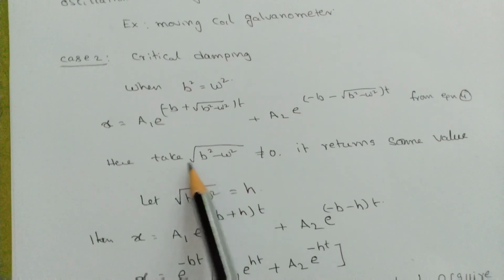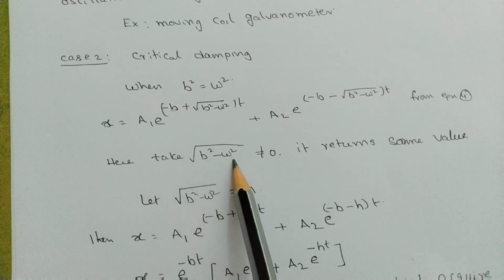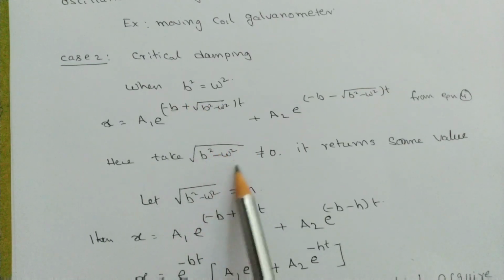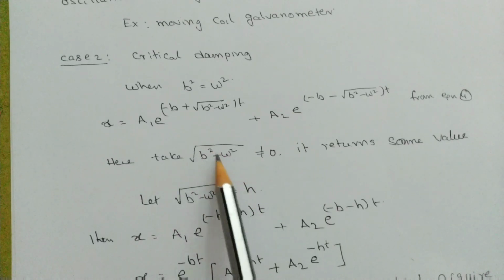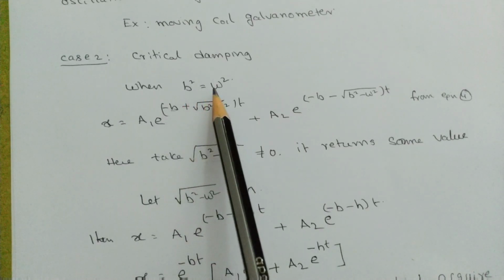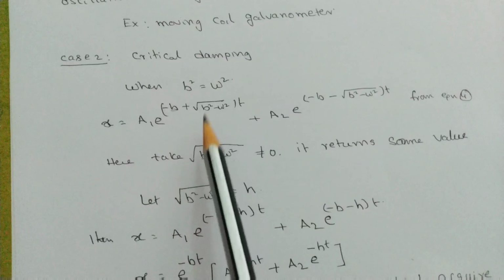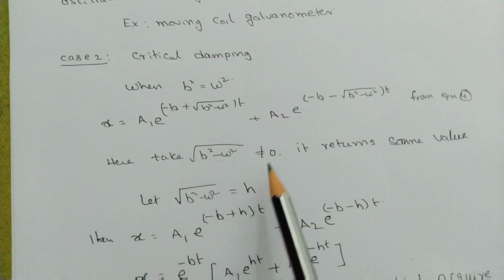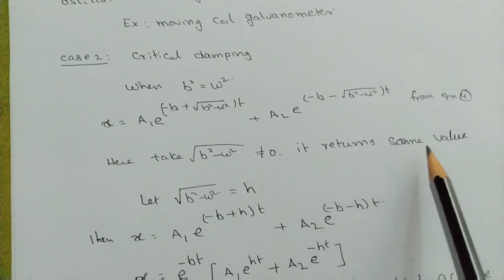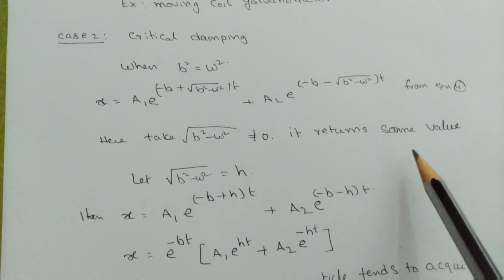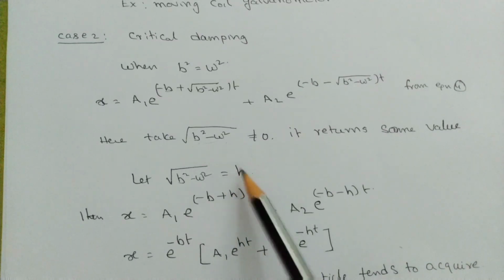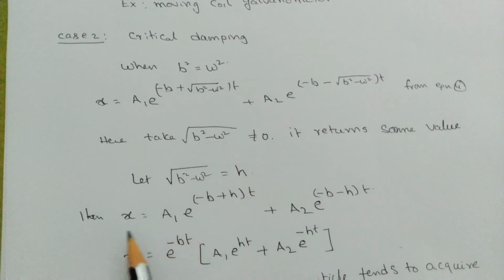Now I have taken this power value, b² - ω². Here b² is equal to ω², so this becomes 0. If b is equal to ω, then it will become 0. But here in this expression, it is not equal to 0; it returns some very small value, that is h. Now I have to substitute this h in this equation.